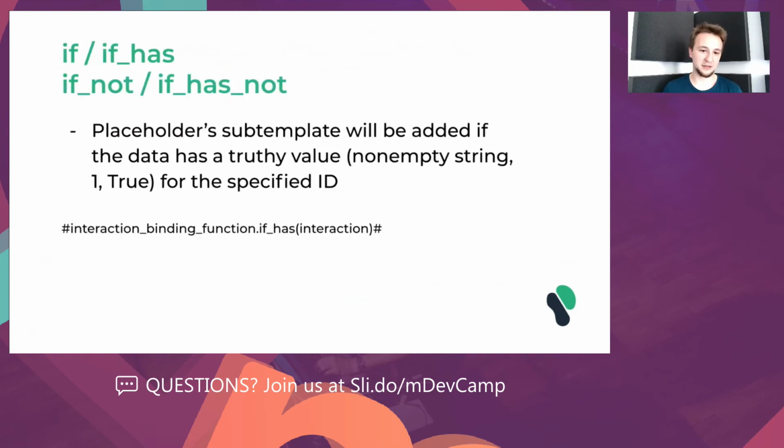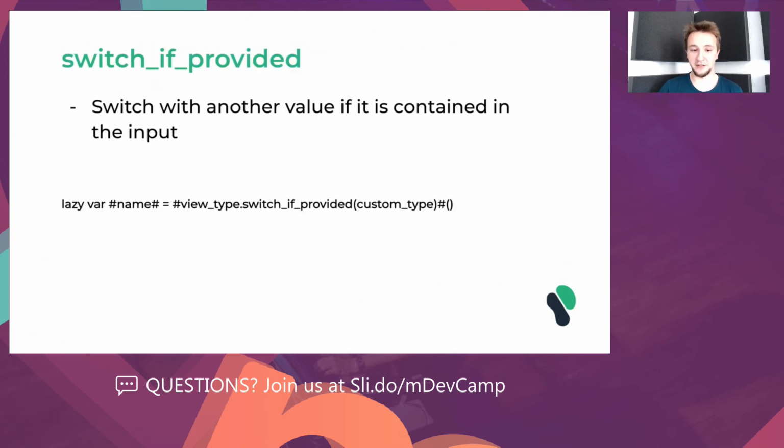So if has, and if not, if has not, do a very simple thing, as we can see in the example placeholder. The interaction binding function subtemplate content is used if the row has interaction, which is a truthy value, either a non-empty string, 1, or true. And 1 is just basically how Python represents the true value, so it's quite the same thing. Yeah, so that's that. And if not, if has not, is just the negation of the former specifiers.